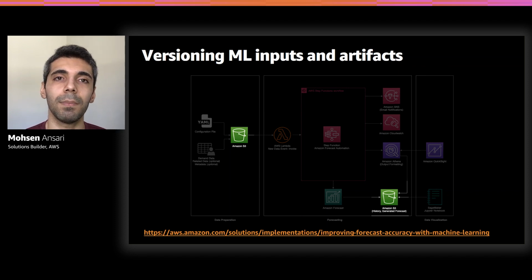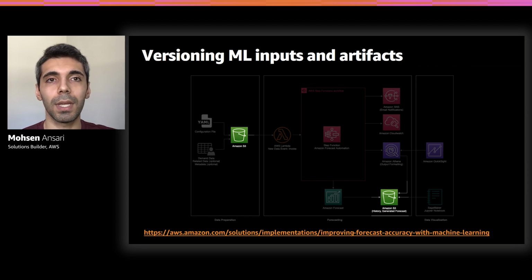The left-hand side bucket is where we put our machine learning inputs. That bucket is configured to be a versioned bucket, so every time we put inputs, it creates a new version of that input, keeping the older versions on the bucket as well. And the right-hand side bucket, where Amazon Forecast puts the outputs of the forecasting, is also versioned. That means every time Amazon Forecast makes a prediction, it puts a new version of the outputs there, keeping the older versions in the bucket as well.